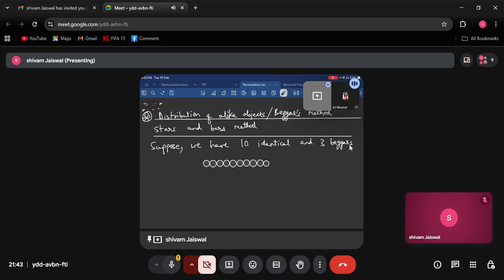Are you getting my point? At the moment, if I ask you to count in how many ways you have distributed, and how many coins the first beggar has got, how will you tell? For this reason, what you do is make a partition in these 10 coins, make three partitions.